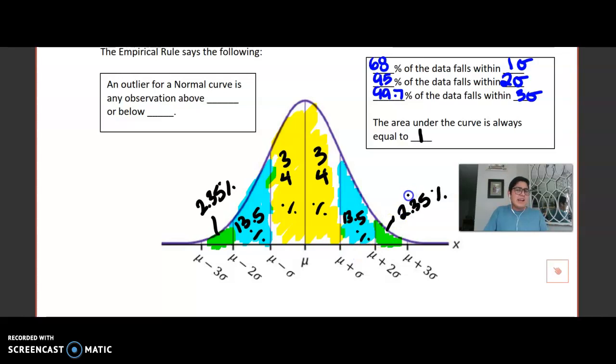So if I have 99.7% of the data, I have these two tails over here. These tails just go to infinity. I don't know those last numbers. They could be anything, but the fact of the matter is it's going to be a very extreme value that is just not worth mentioning.